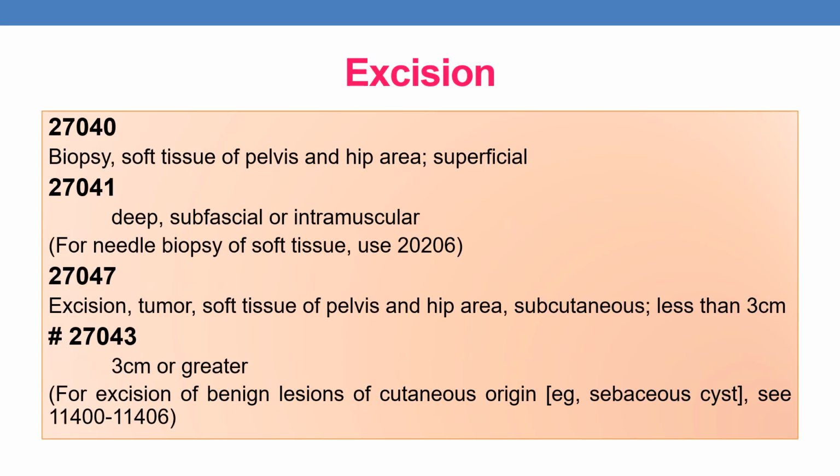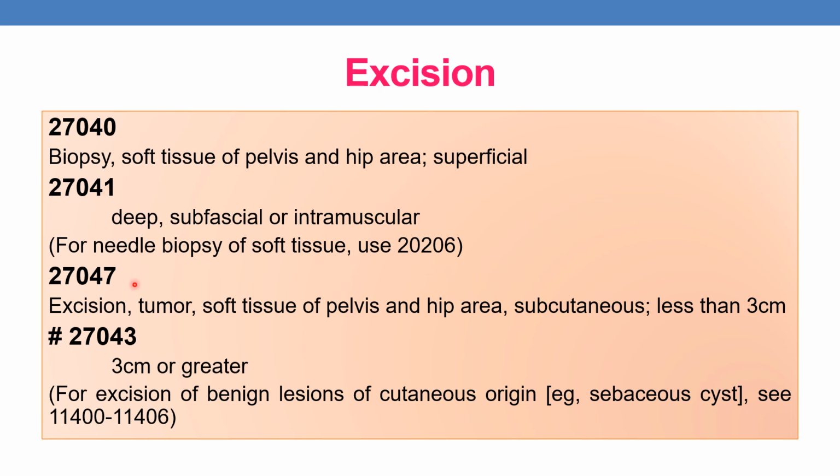The next section is excision. The CPT is 27040. It deals with biopsy soft tissue of pelvis and hip area superficial. And for biopsy deep subfascial or intramuscular, you need to report 27041. And for needle biopsy of soft tissue, use 20206.